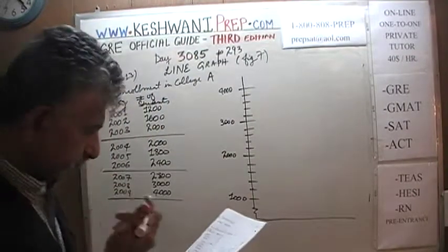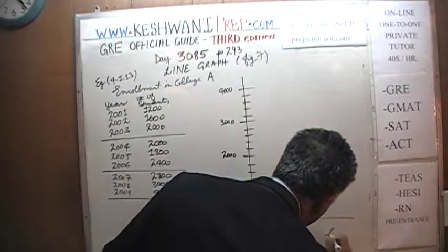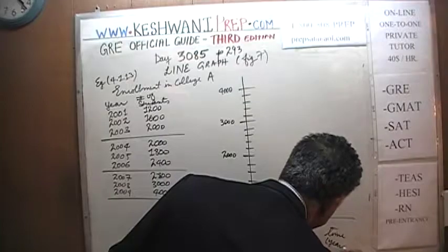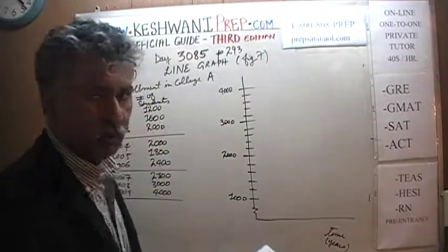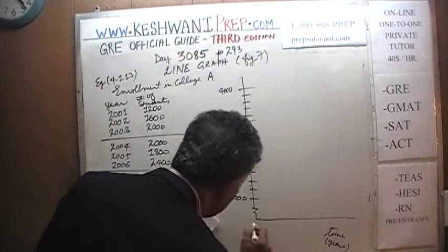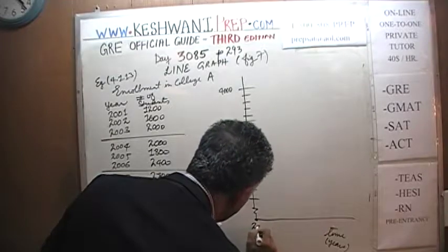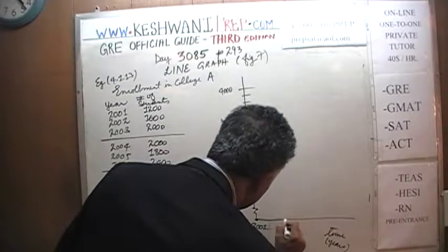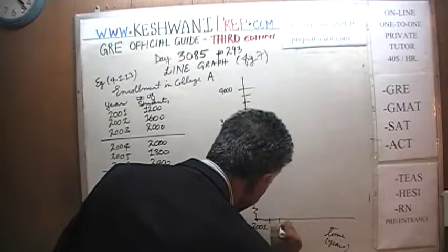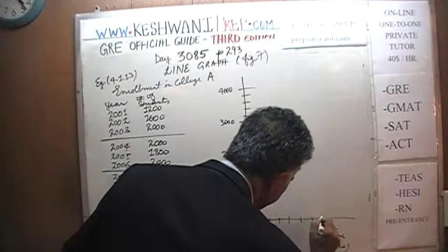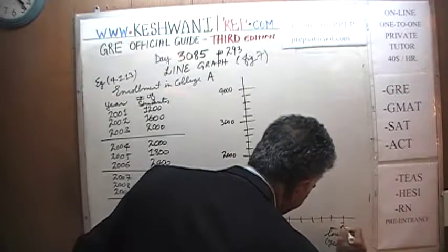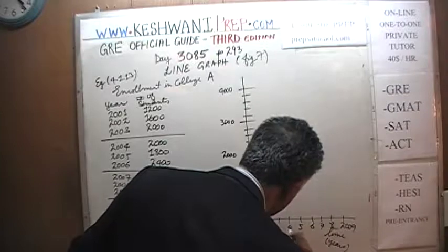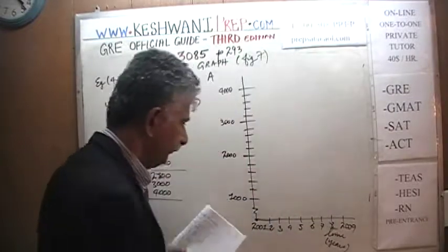We are ready. And here are the years. This is the time on the x-axis expressed in terms of years. And the years are all the way from 2001, which we're going to put here, all the way to 2009. So let's do it here. 2, 3, 4, 5, 6, 7, 8, and 9. Voila. 2009, 8, 7, 6, 5, 4, 3, and 2.